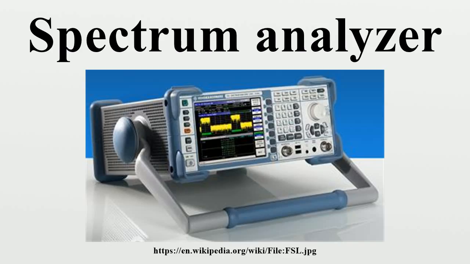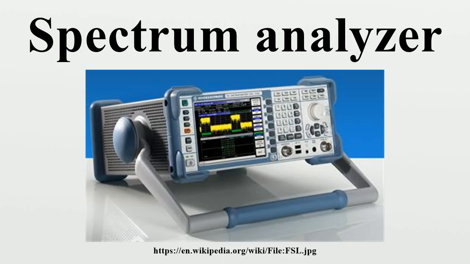The display of a spectrum analyzer has frequency on the horizontal axis and the amplitude displayed on the vertical axis. To the casual observer, a spectrum analyzer looks like an oscilloscope and, in fact, some lab instruments can function either as an oscilloscope or a spectrum analyzer.